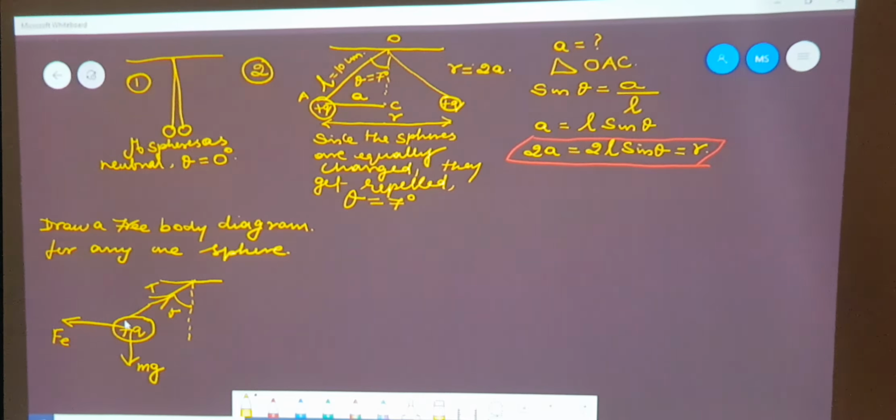So in order to proceed with this, what we are doing is, you resolve the tension T into two perpendicular components.